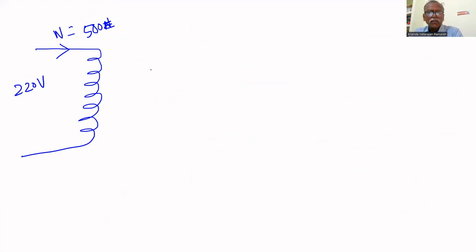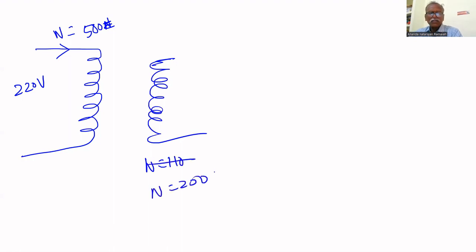Here how many turns am I having? Sorry, N equal to 250 turns I am having. Here N equal to 500, here N equal to 250. So if you apply 220 volt here, here you will get 110 volt.